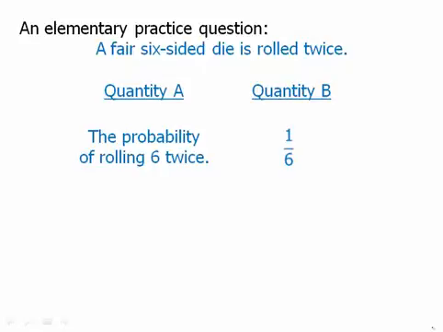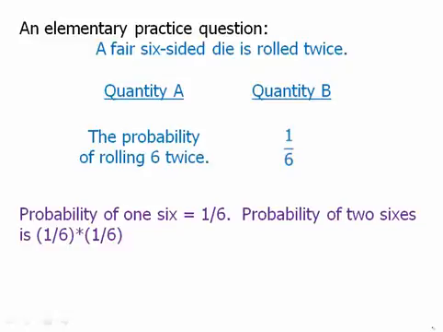But the probability of rolling a 6 twice, well, if it's a 6-sided die, the probability of rolling a 6 once is 1/6. The probability of getting any particular side of the die is 1/6. And then for it to happen twice, to roll 6 and roll 6 again, the word and means multiply in probability. So the probability of two 6s is 1/6 times 1/6. You may remember when you multiply fractions, you just multiply numerators, multiply denominators, and we get 1/36. 1/36 is a smaller fraction. It is smaller than 1/6. And so the answer here is definitely B.